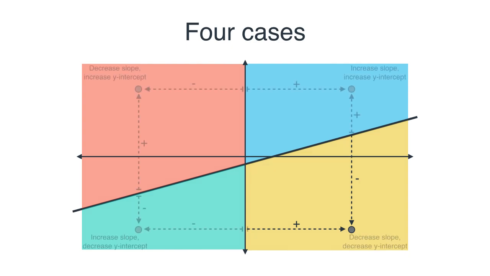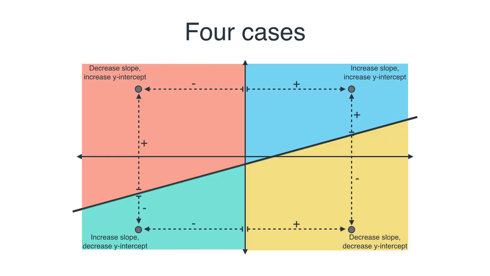So here is a summary of all the distances, and in the corners I've written the instructions of what to do to get the line closer to the points. So what we're going to do is match these pluses and minuses to the increases and decreases. And feel free to pause the slide and think about it yourself. How do you match these pluses and minuses to the increases and decreases?